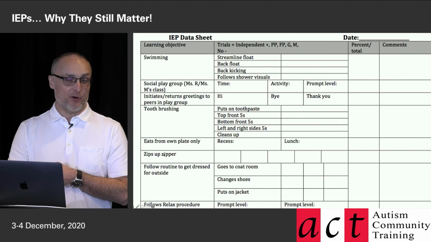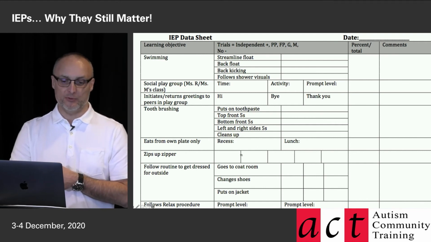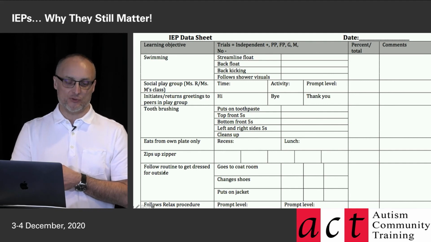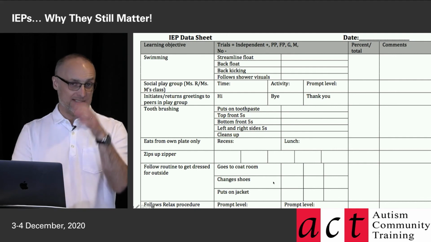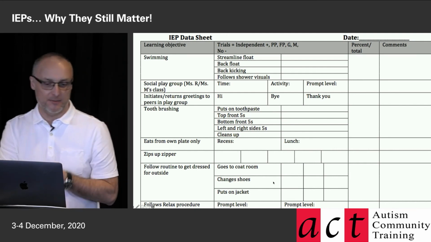Uses their zipper on their pants for zipper up, right? There's opportunities to collect data for using the zipper throughout the day. Follow a routine to get dressed for outside: goes to coat room, changes shoes, puts on jacket. There's a task analysis of the steps in that chain.